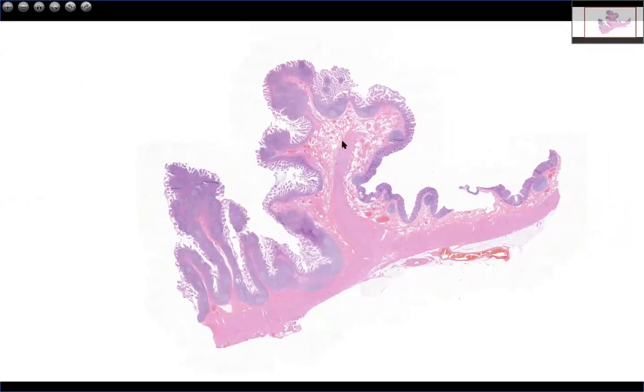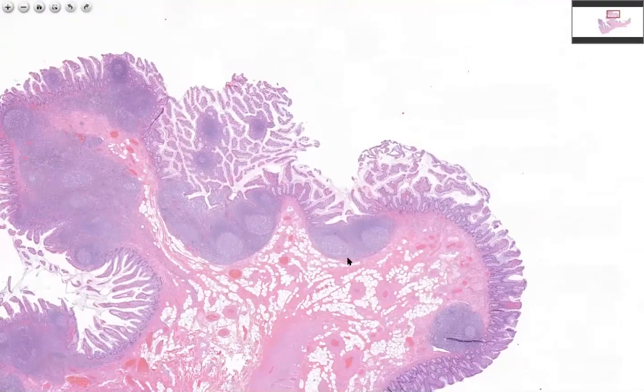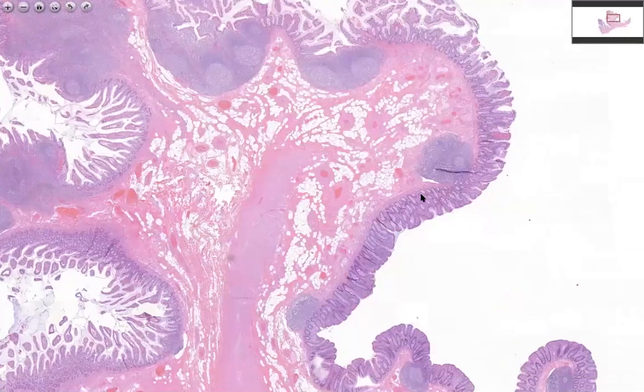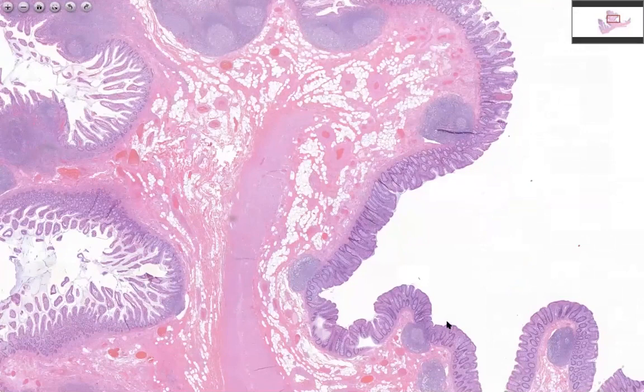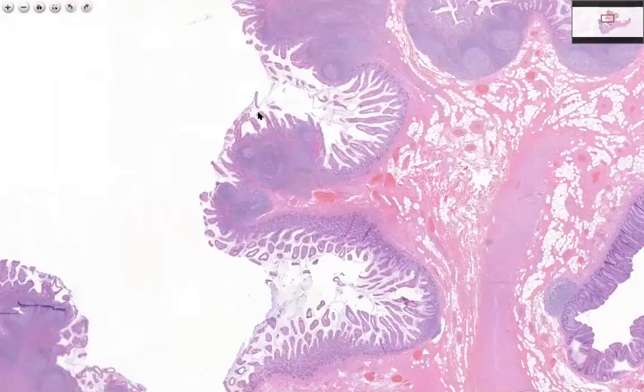We have the actual valve here. You can see the muscularis propria layer coming up here, forming the valve. And the submucosa tends to be very fatty in this region. And then we transition from the villus architecture of the small intestine to the flat crypt-like architecture of the large bowel. So let's look a bit at the ileum.